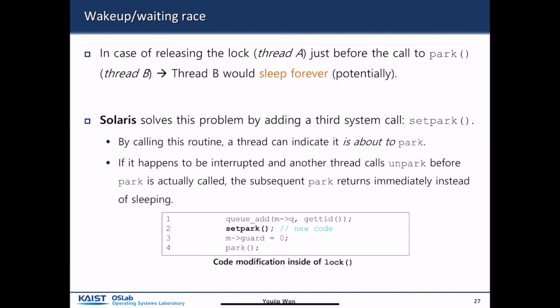Solaris solves this problem by adding a third system call called setpark. By calling this routine, a thread can indicate that it is about to park. If it happens to be interrupted and another thread calls unpark before park is actually called, the subsequent park returns immediately instead of sleeping. So before releasing the guard, Solaris introduces a new system call, setpark. It gives the system a hint that it is going to put a thread to sleep. Then that will solve the race condition.